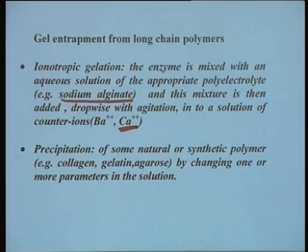The second method is based on precipitation. That means you change certain conditions in a way that the mixture of the enzyme and the preformed polymer changes its solubility behavior and gets precipitated. Some of the natural polymers that are used are collagen, gelatin and agarose, which are very commonly used. Of course, collagen and gelatin are proteins, whereas agarose is a polysaccharide. So, a large variety of natural polymers are used by changing one or more of the parameters in the solution.